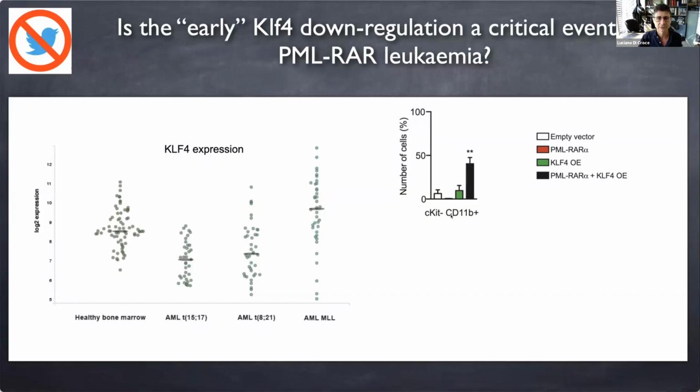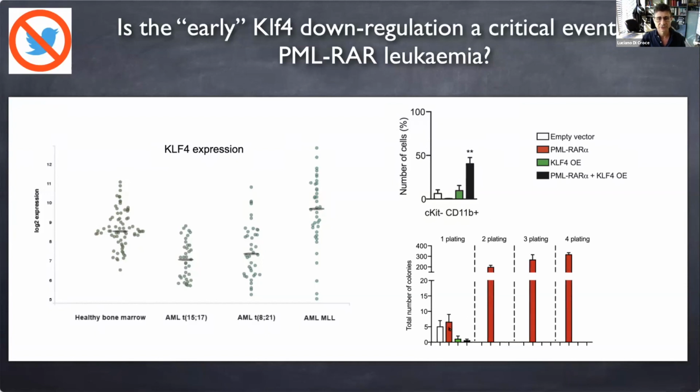If you look at CD11b positive cells, upon PRM alpha expression there are almost no differentiated cells, but if we force KLF4 expression, the cells are capable of regaining differentiation, and actually they stop proliferating. So PRM alpha leads to immortalization and progressive growth. If we co-express KLF4, this growth is completely abrogated, so there is no signal here.